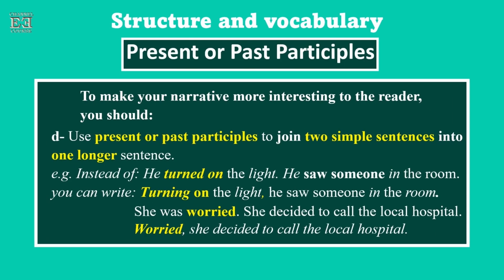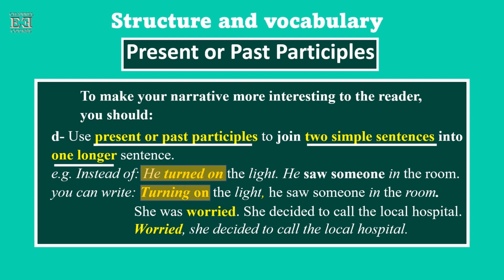Another useful structure can also make your writing even more interesting, which is using the present or past participle. Both participles can be used to join two simple sentences into a longer one. Have a look at this. "He turned on the light. He saw someone in the room." Using the present participle, the two sentences become "Turning on the light, he saw someone in the room." But if we join the sentences "She was worried and she decided to call the local hospital," we get "Worried, she decided to call the local hospital."